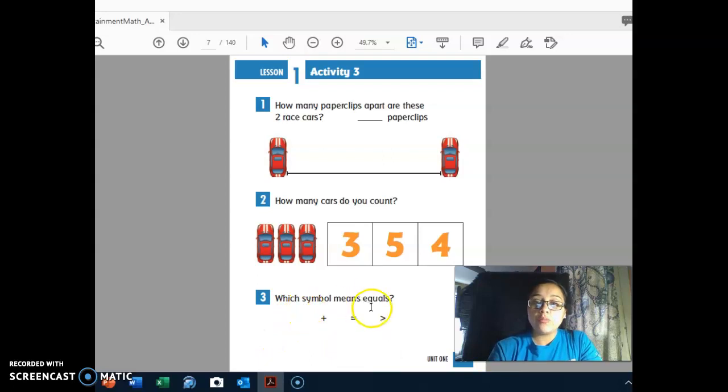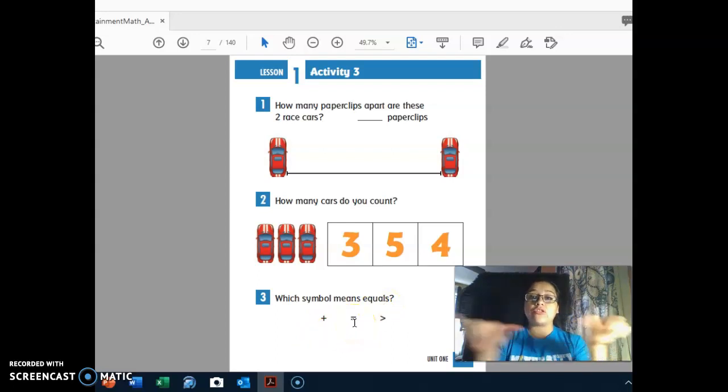Number 3, which symbol means equals? You have your plus sign, which means to add. You have your equal sign, which means the same. You have your greater than or less than, which we kind of say would be like your alligators. So which symbol means equals? Which one means the same? Is it the addition? You add numbers. The equals means the same, or greater than or less than. Circle the correct answer.